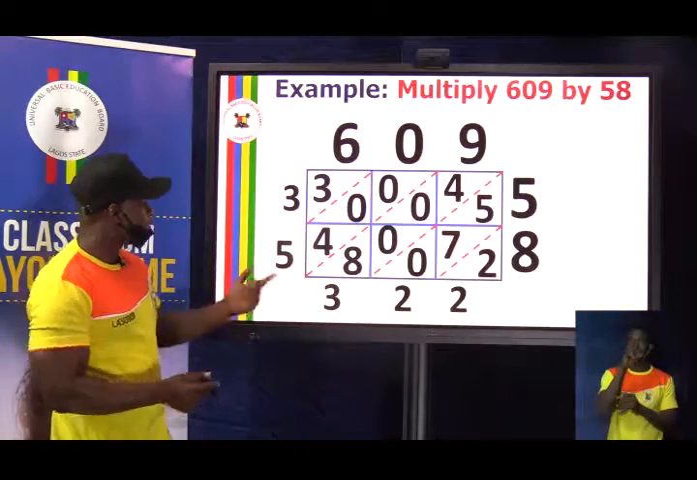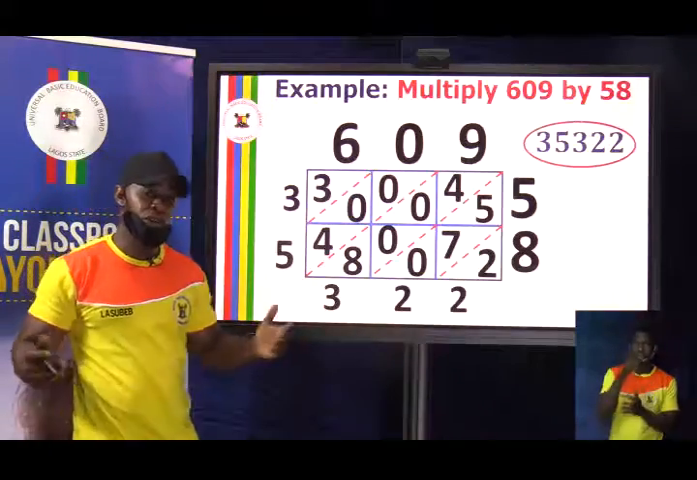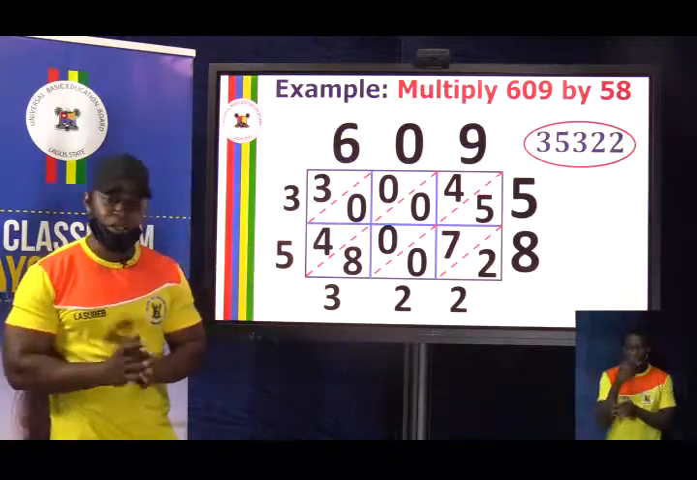1 plus 4 of course is 5. So my final answer is 35,352. 35,352, my friend. That is the Chinese method of multiplying.